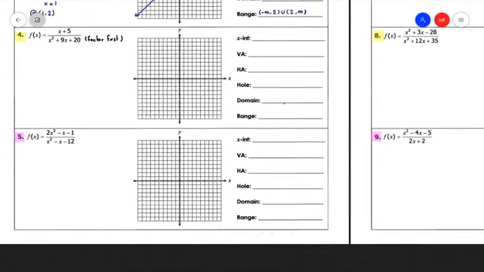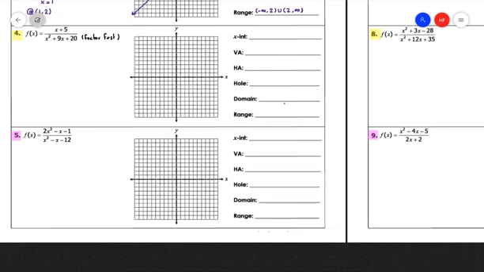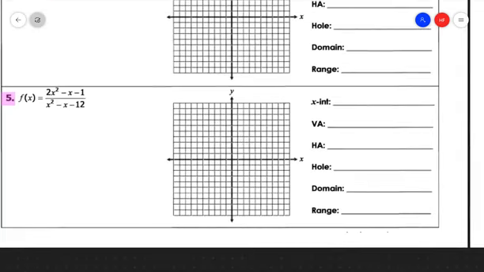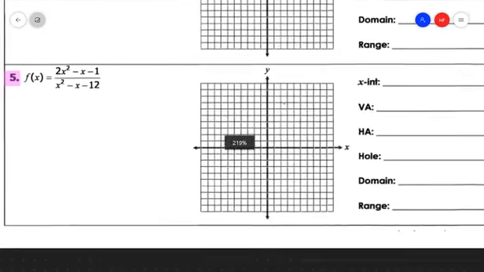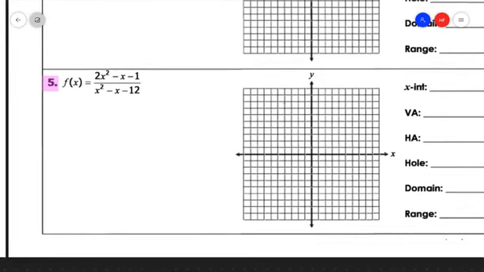Next one is number 5. On number 5, we've got 2x squared minus x minus 1 over x squared minus x minus 12. So we are going to factor both the top and the bottom to find if we've got any holes. So on the top we have x minus 1, 2x plus 1, and then on the bottom, x minus 4, x plus 3.